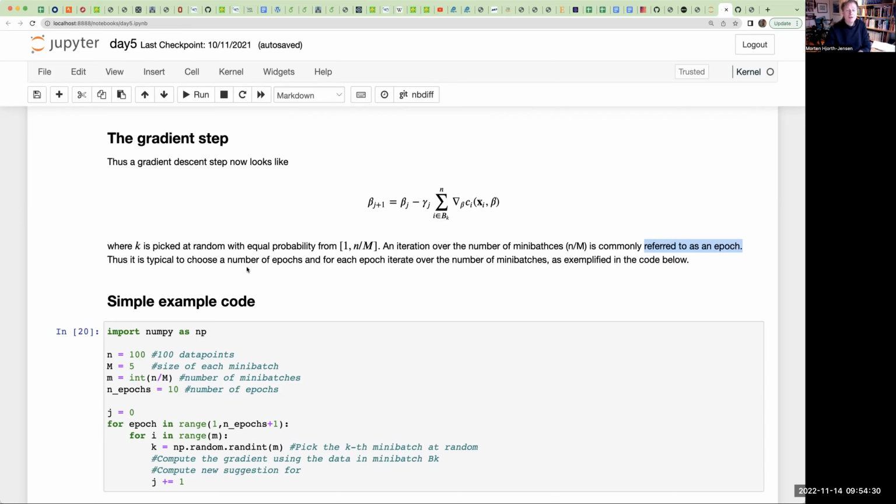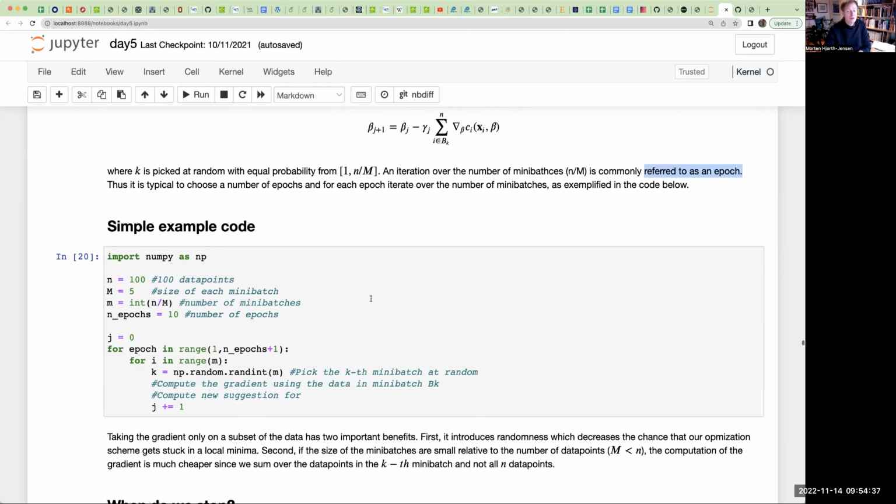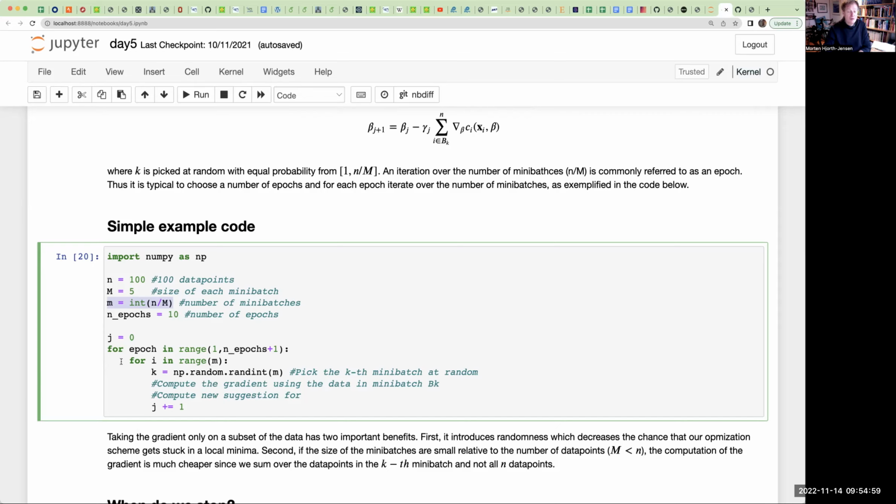And so it's typical to choose a number of epochs, and for each epoch, you iterate over the number of mini batches. So the typical example you would do now is you would fix the number of data points, you fix the number of mini batches, and then this gives you the size of a mini batch, which has 5 entries. This gives a number of mini batches, and this is a number of epochs. So for each epoch, you run over the mini batches which you have, and then you compute the gradients.